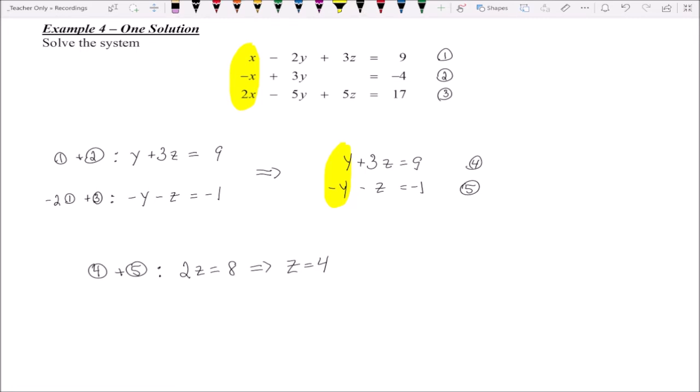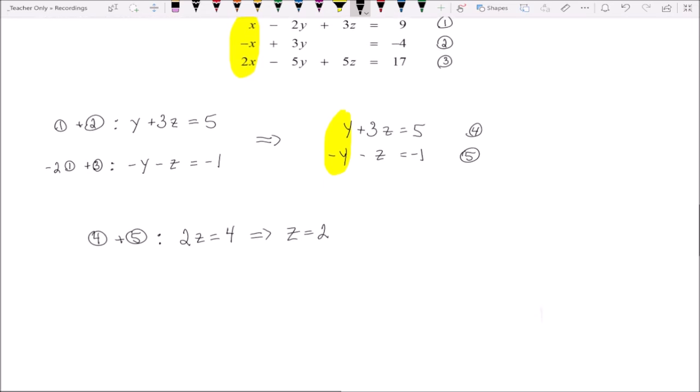I'm sorry. This should not have been 9, though. My apologies. It should have been 9 minus 4 is 5. So that should have been y plus 3z is equal to 5. Then 2z would equal 4. And so z is equal to 2.